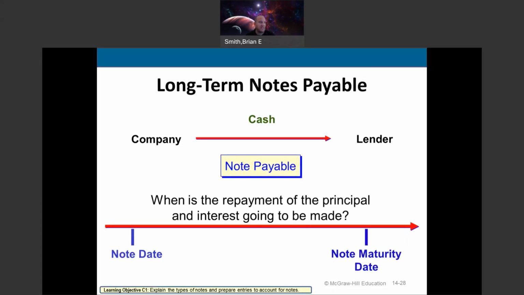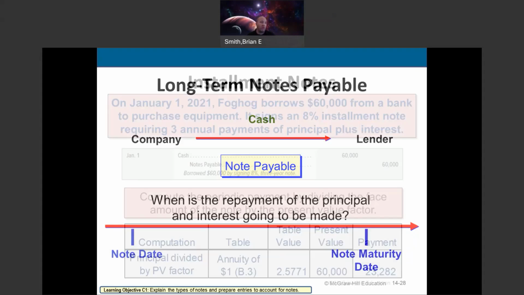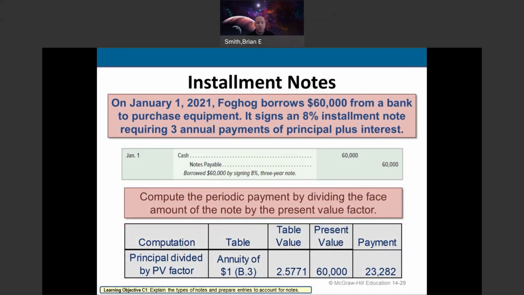What happens is that when a company issues a note, the lender is going to give us the money, and we are not just going to make interest payments. We're going to pay principal and interest on whatever it is we're doing here. So they're called installment notes because we make installment payments to the investor, whoever's loaned us the money. All right. So on January 1st, 2021, the company borrows $60,000 from the bank, signs an 8% installment note.